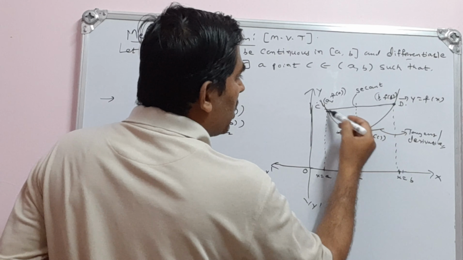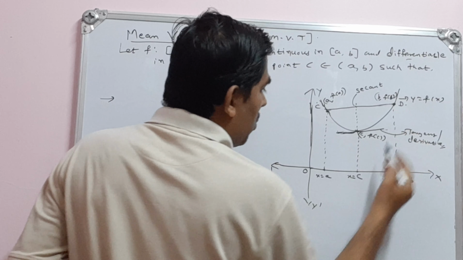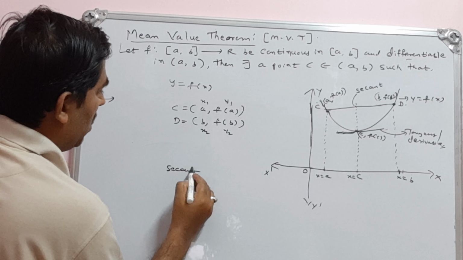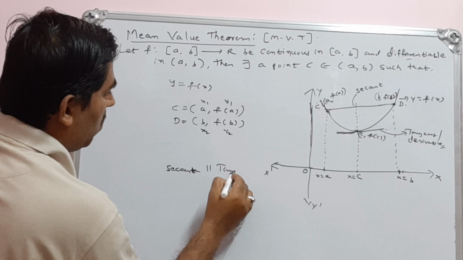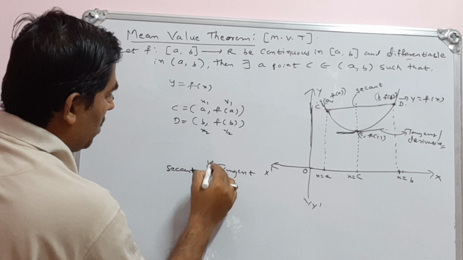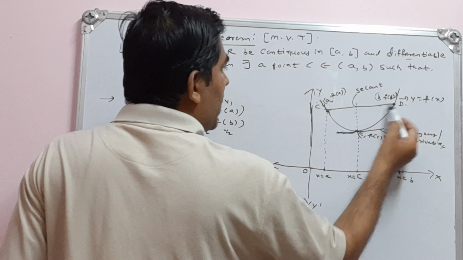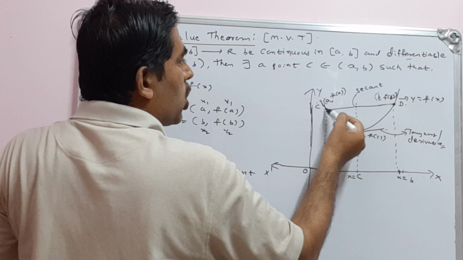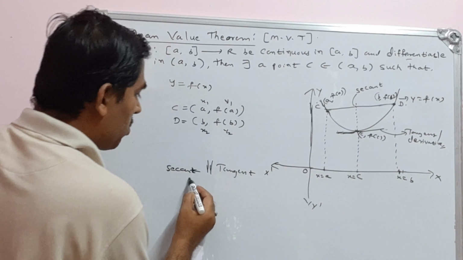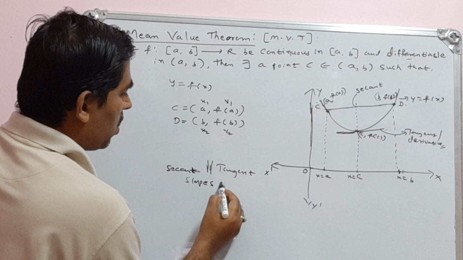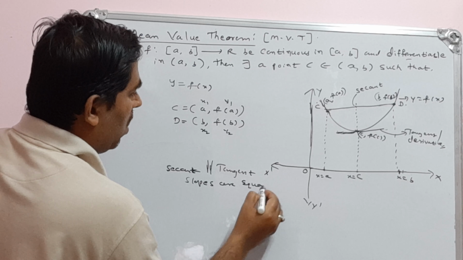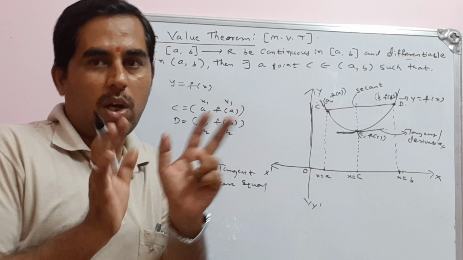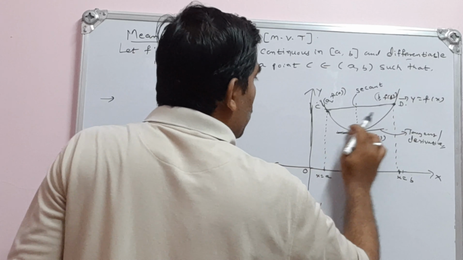Here the secant is parallel to the tangent. See, these two are parallel here. So what is the slope of this secant? Parallel lines means slopes should be equal. So the slopes of parallel lines are equal. So the slope of this secant is equal to the slope of the tangent.